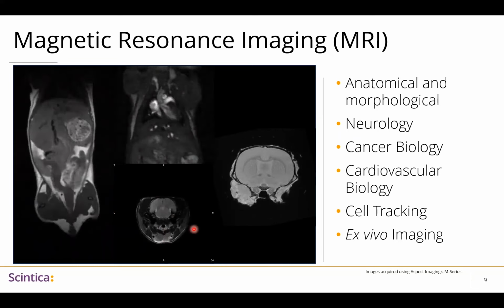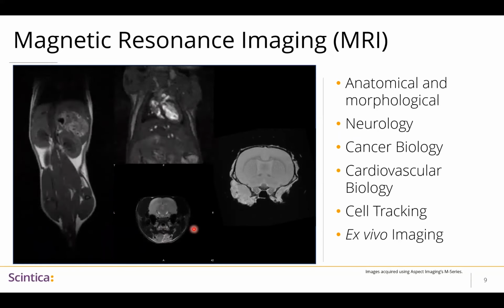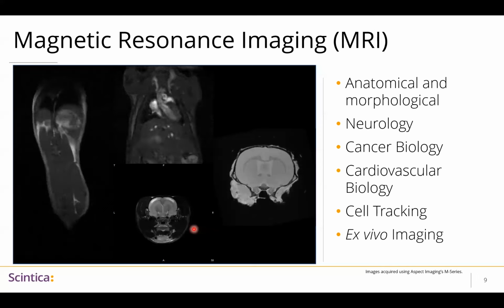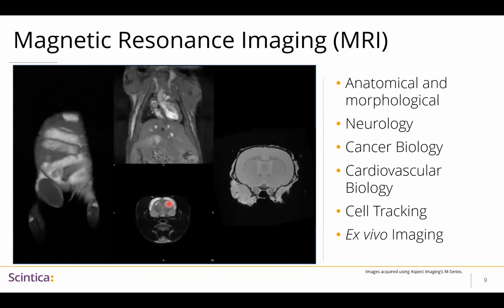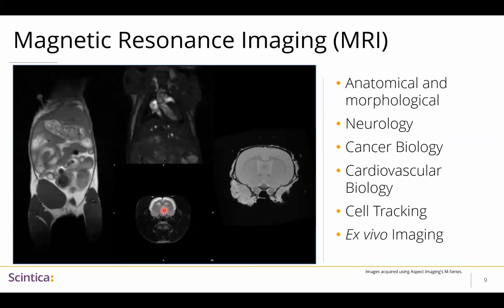So again, this is a T2 weighted image. So the water is going to be bright. So we're going to see edema. We're going to see swelling as bright on the image. So we can see swelling in the cortex here of this epilepsy model.